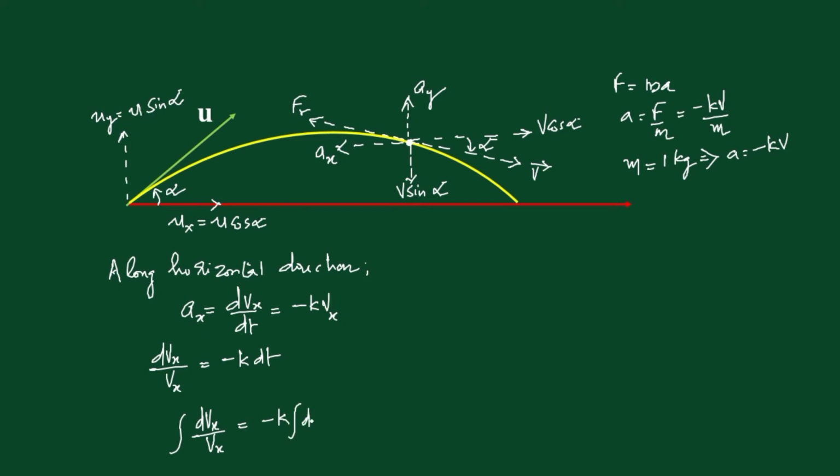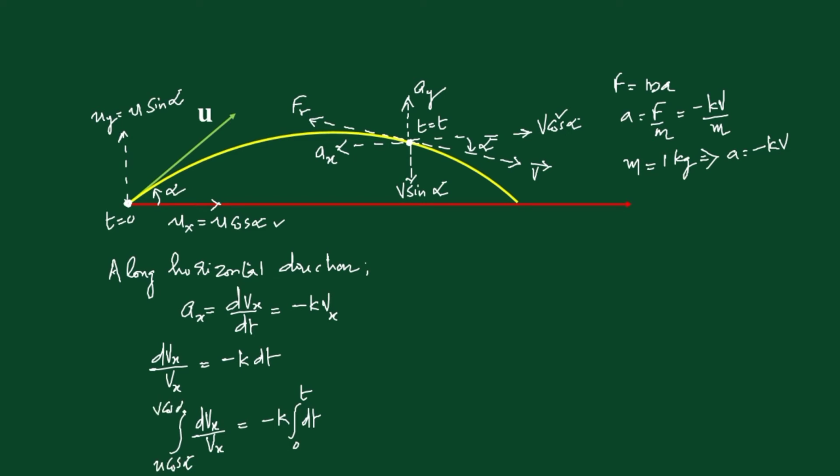Now we have to apply the limits. The limit of time is 0 to t, where 0 is the initial time. At t equal to 0 the velocity along x direction is u cos alpha, and at t equal to t the velocity along x direction is v cos alpha. So we can write this as the integral from u cos alpha to v cos alpha.